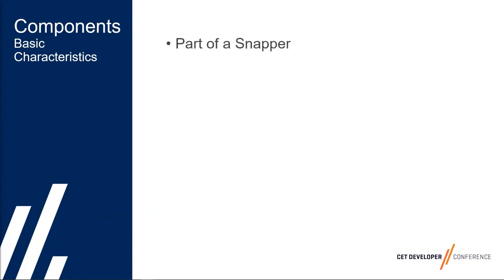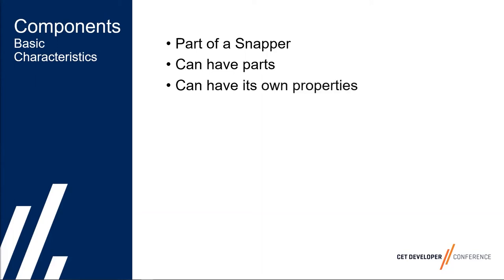So components are usually part of a snapper, and you can have a bunch of components in your snapper. It might be a good way to compartmentalize subproducts of your snapper. You can have parts, so you can represent all the subparts of your product. A component can also have its own properties, so you can actually select a component and change the properties of the component.